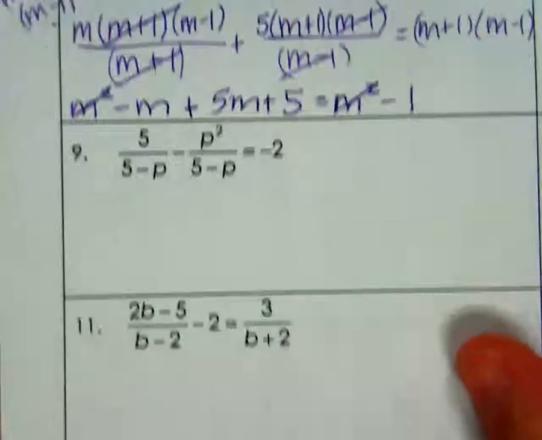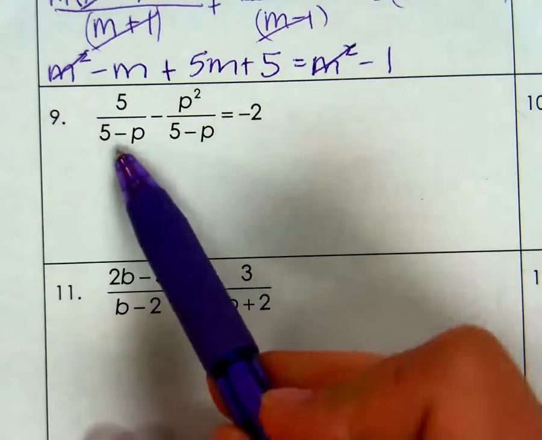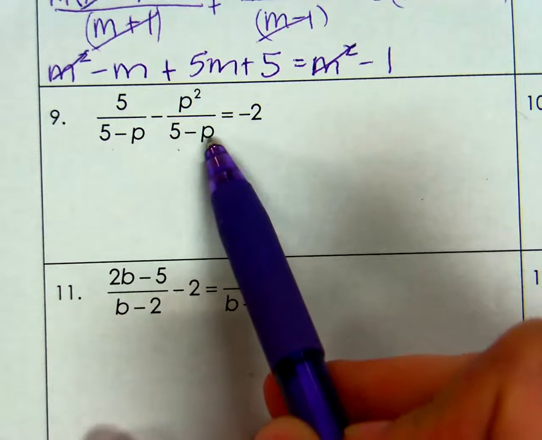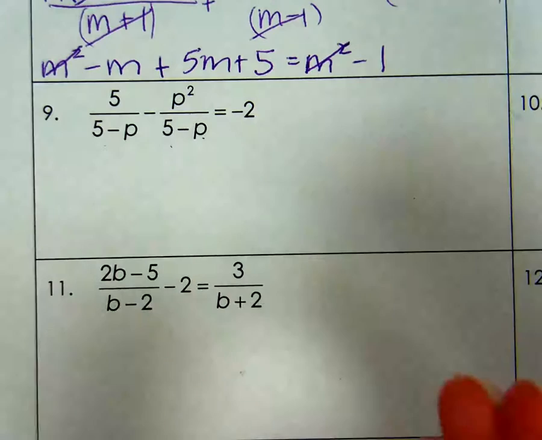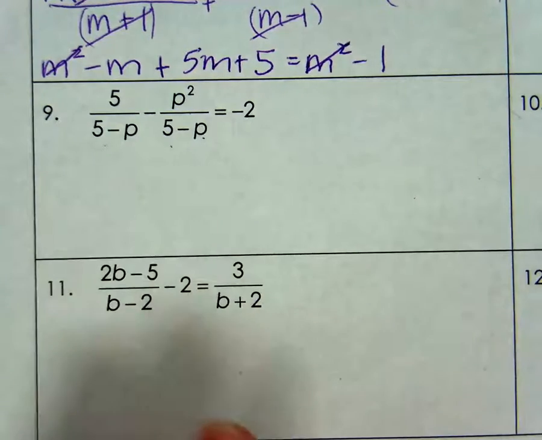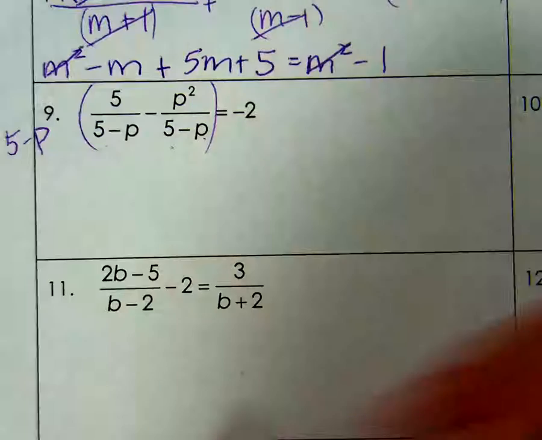All right, for number 9, we're going to do 9 and 10. Over here, look at this. I already have 5 minus p and 5 minus p, so that's kind of nice. You could even condense it to one term if you wanted to, and then you could do a proportion. Or you just know, if I multiply each of these terms by 5 minus p, that clears the denominator out.